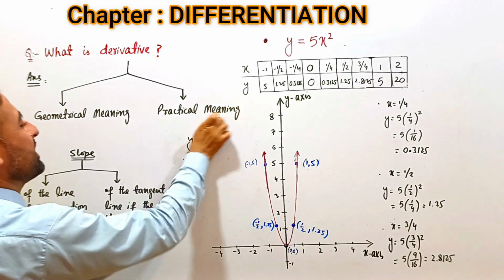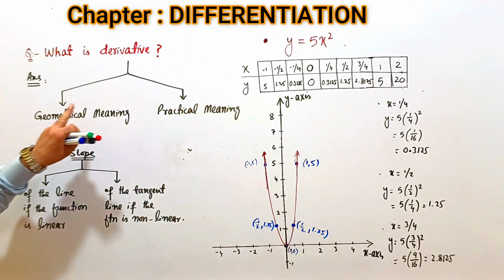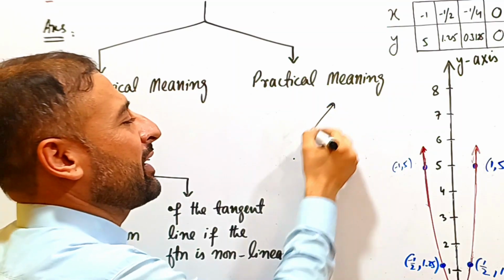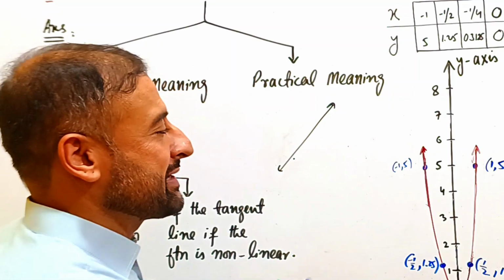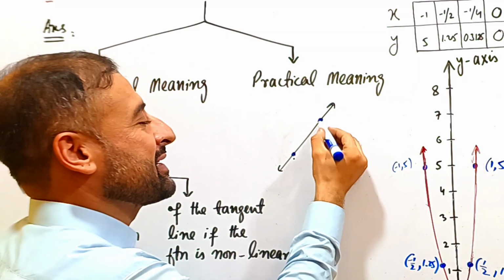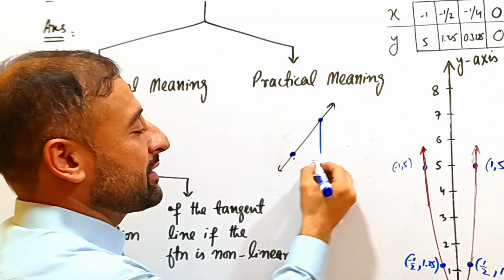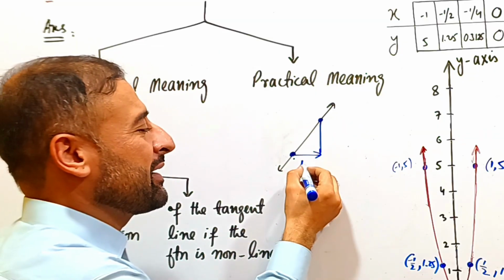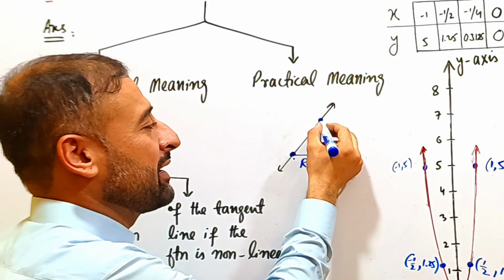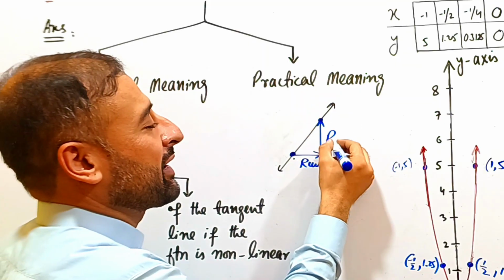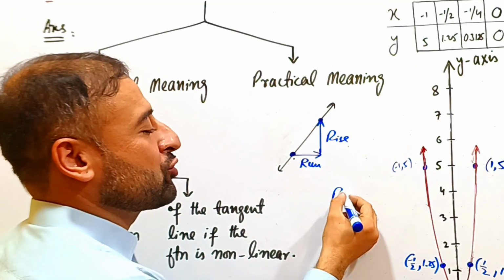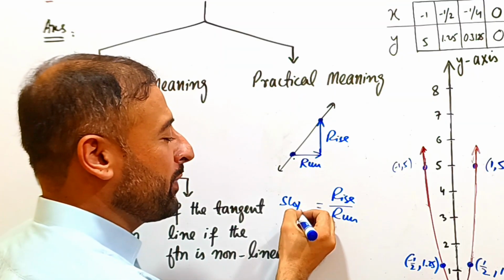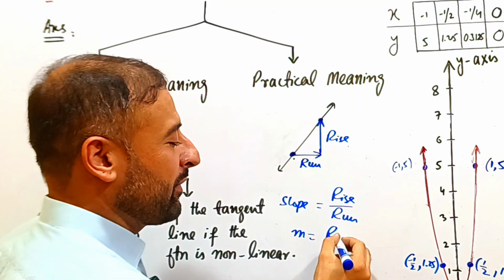My sweet students, you know what is the slope of a line. For example, you are given a straight line. You select any 2 points, any 2 points, doesn't matter. Students, and then you complete your right angle triangle. This thing is called base or run. This thing is called perpendicular or rise. The ratio of rise to run is called slope, represented by M.